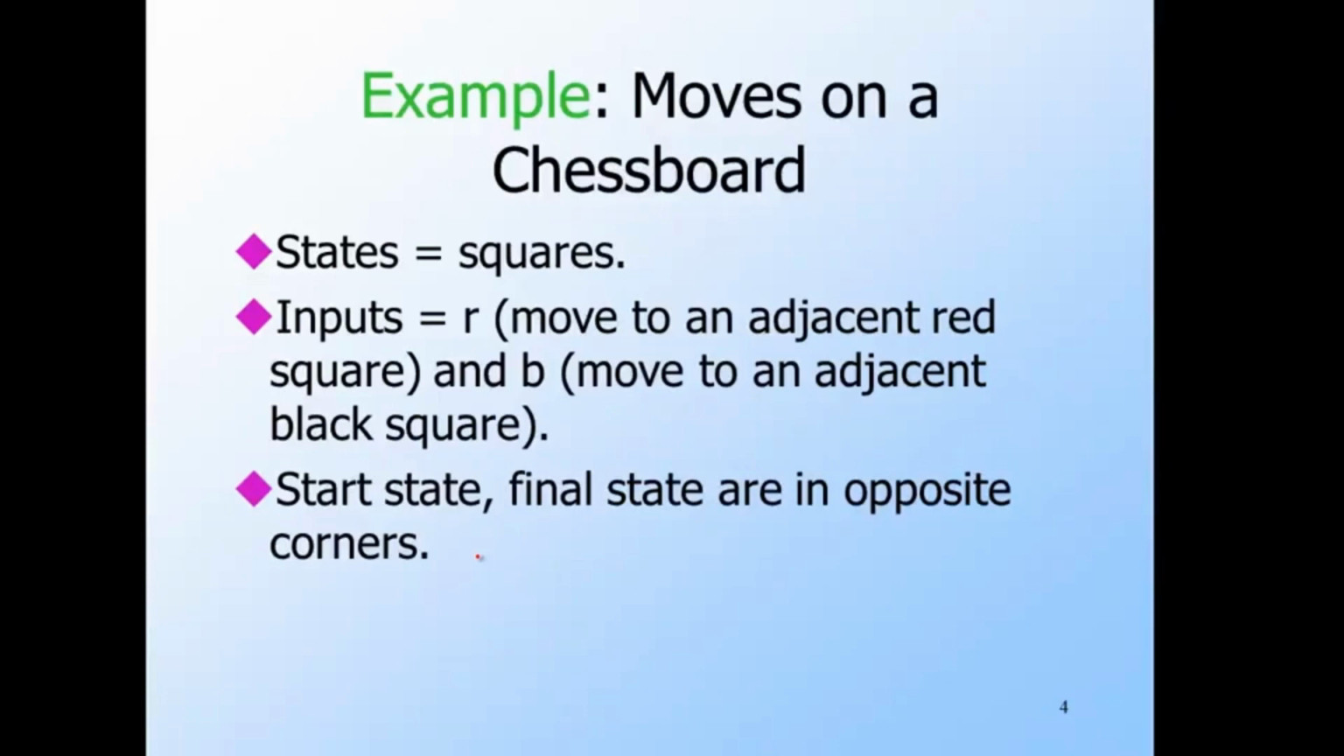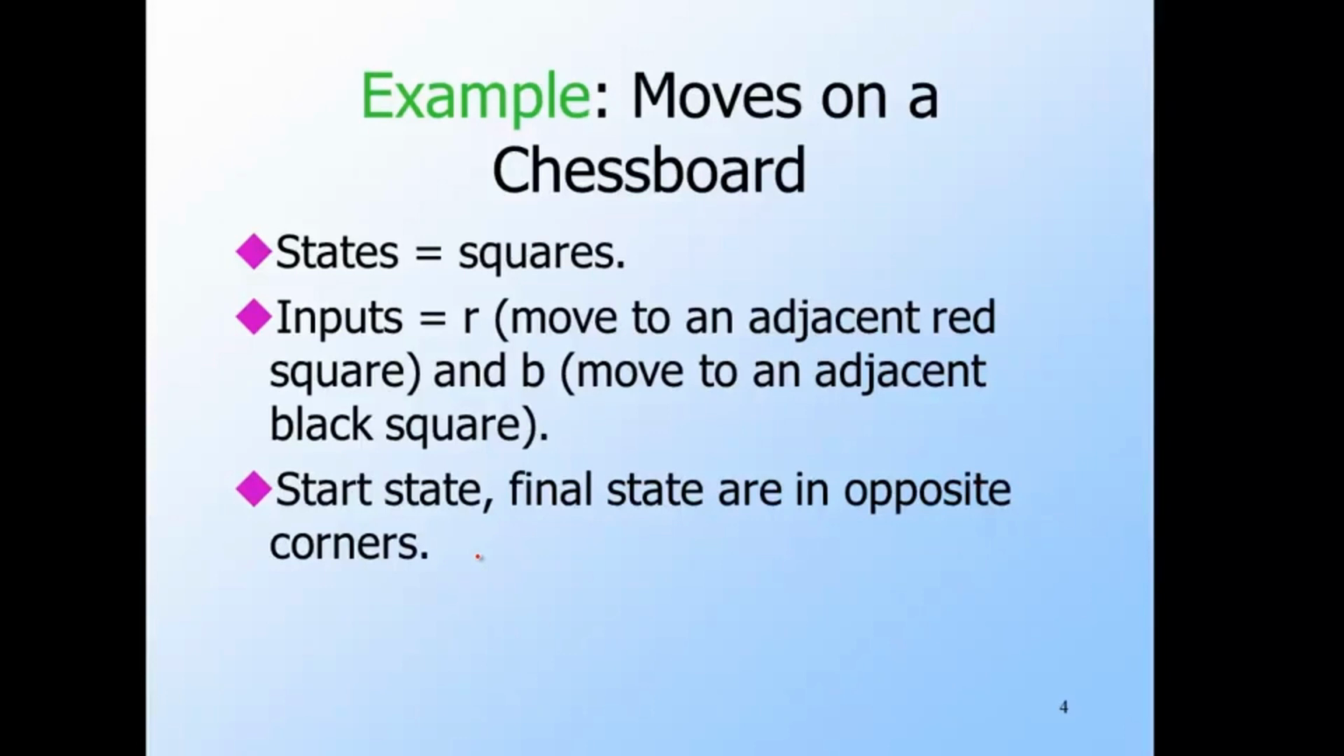In our example of a nondeterministic finite automaton, the states are squares of a chessboard. In general, you can occupy several different squares at a time. In a red move, which we represent by the input symbol R, you get to move to any adjacent red square. So in effect, you replicate yourself and move to all of them. Similarly, if the input is B, you can move to any adjacent black square. So in effect, you move to all the black squares.